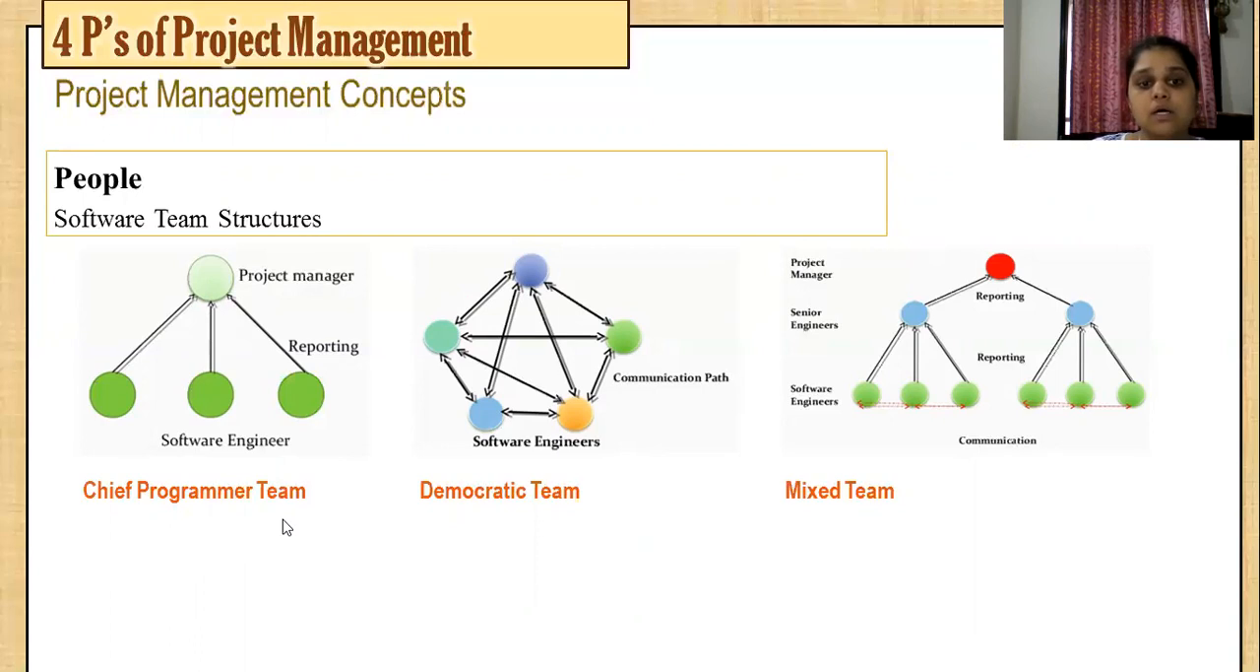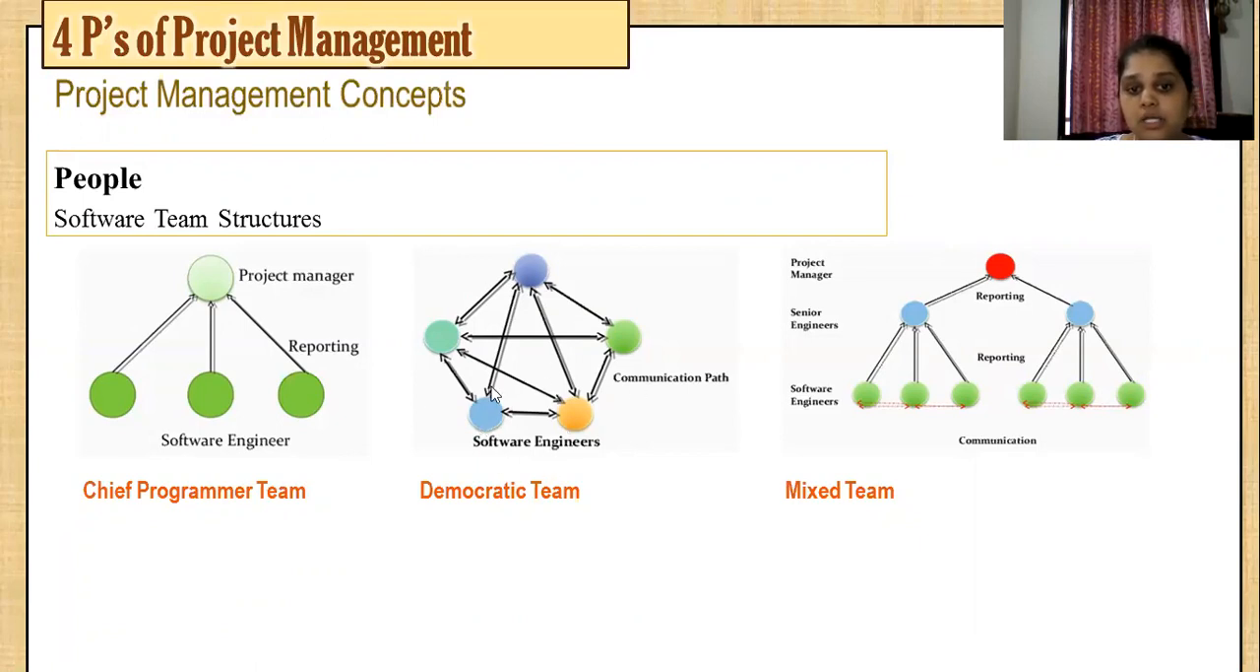Now, this has a disadvantage because they won't be communicating with each other. They will be talking to the project manager only. So intercommunication is lacking here in the chief programmer team. Here these all are chief programmers. They are main people. They will develop on their own.